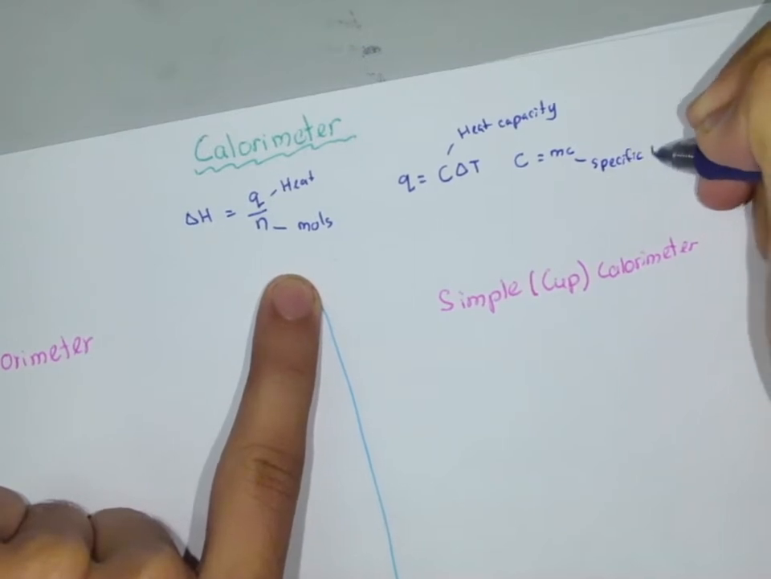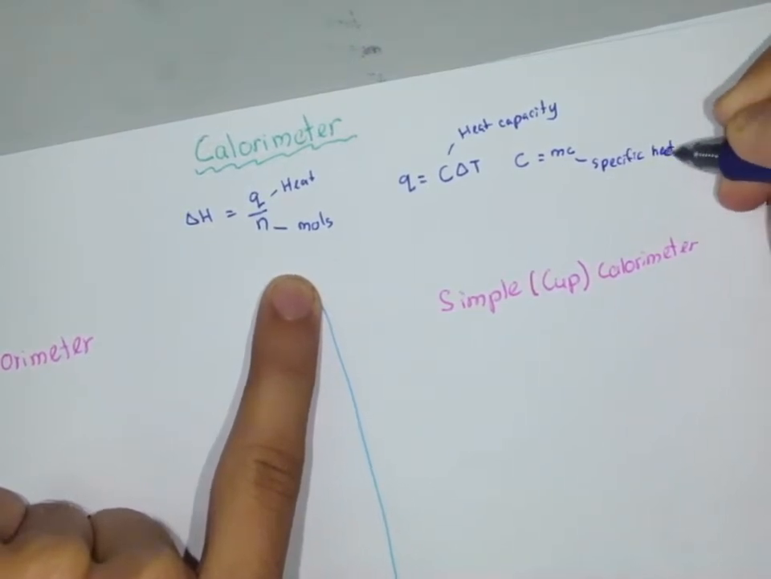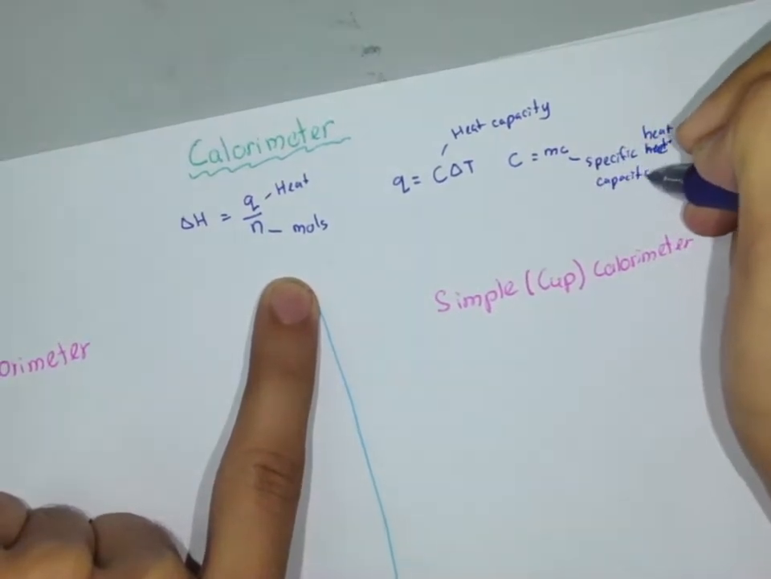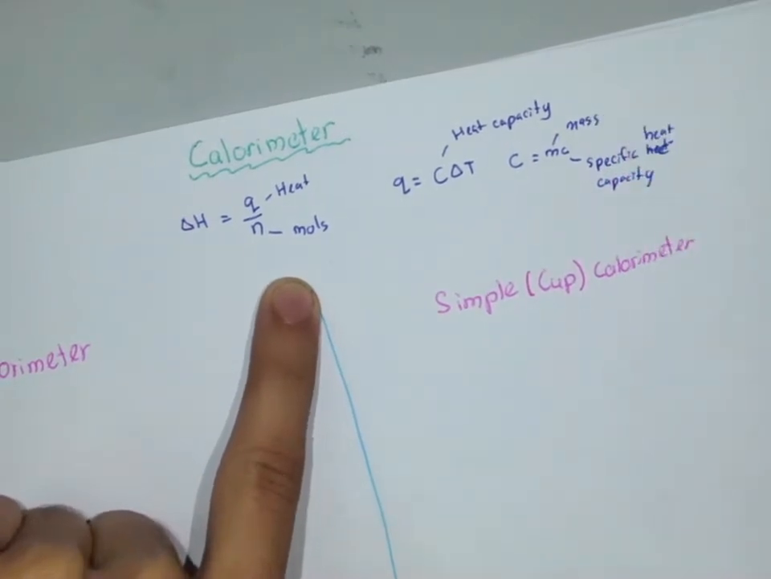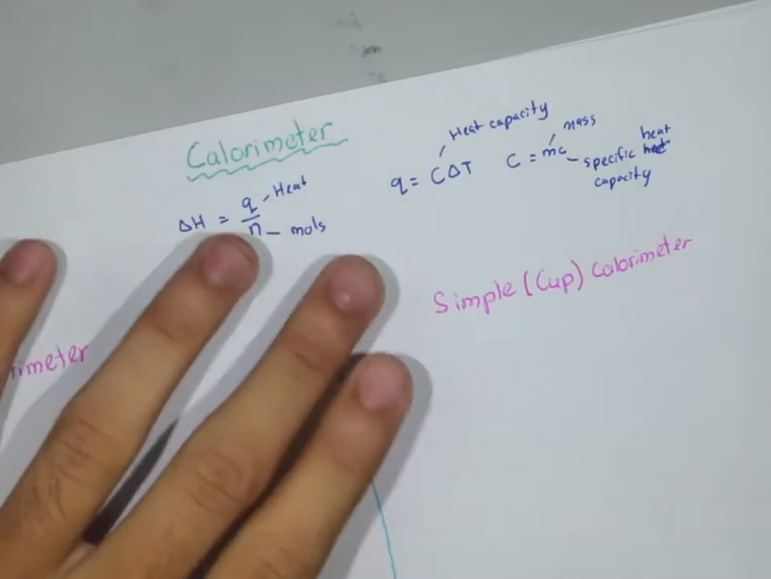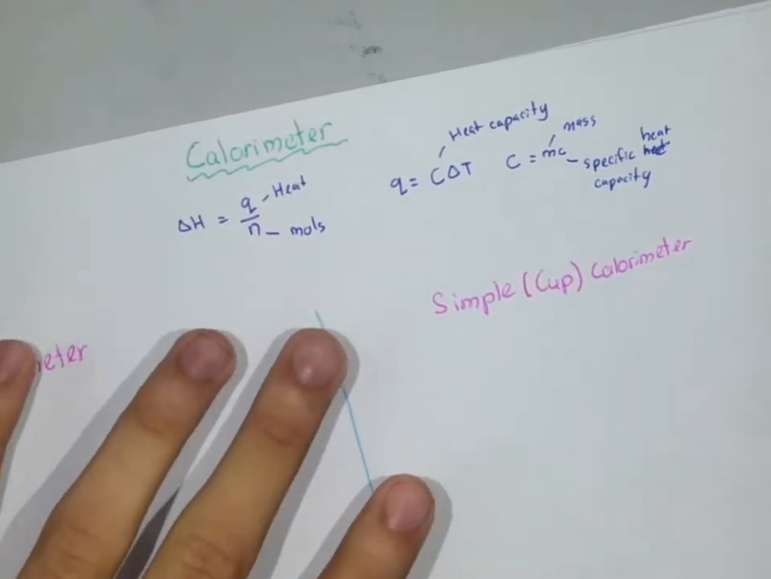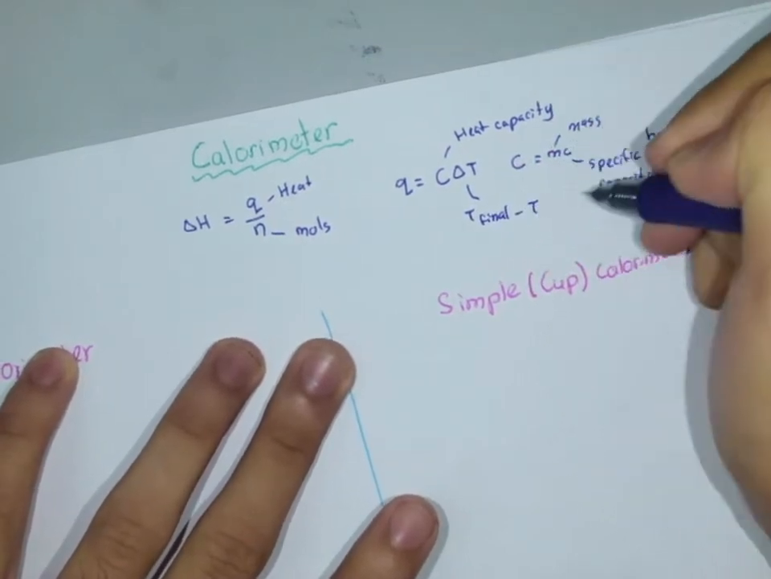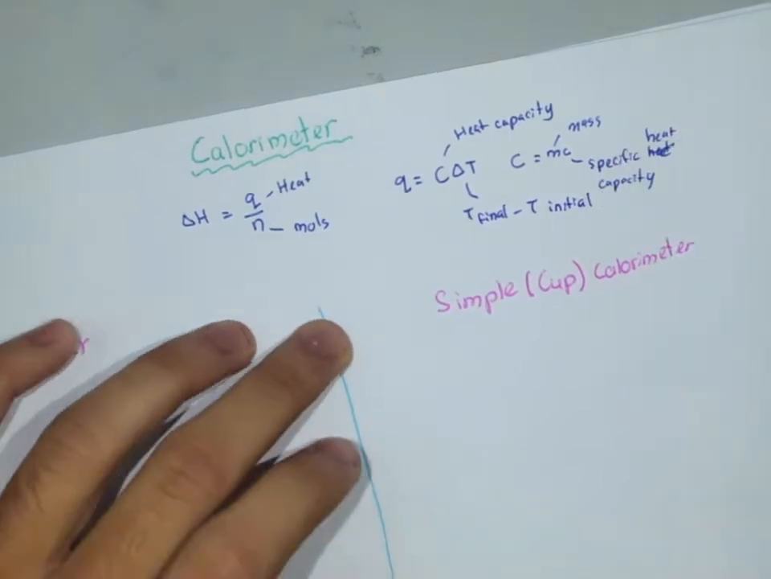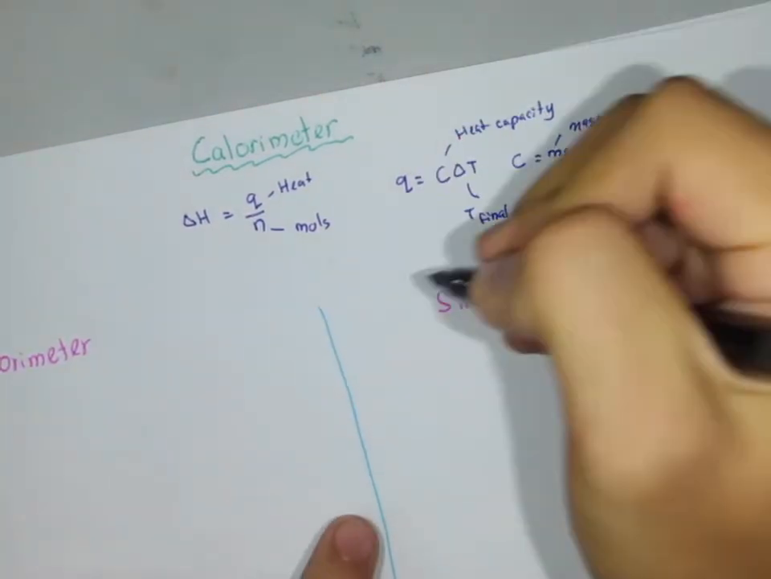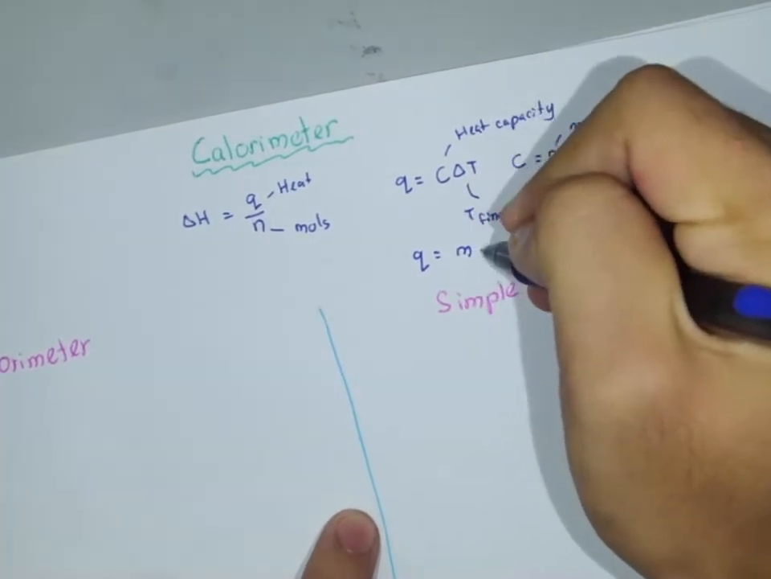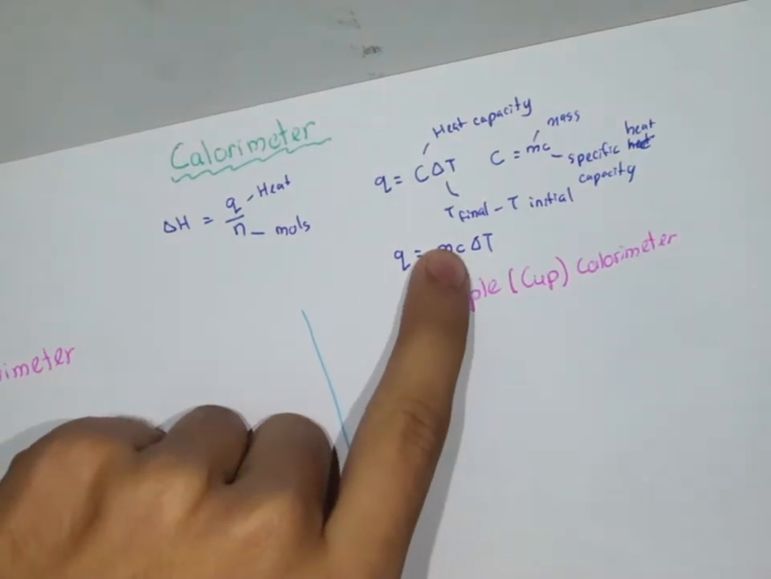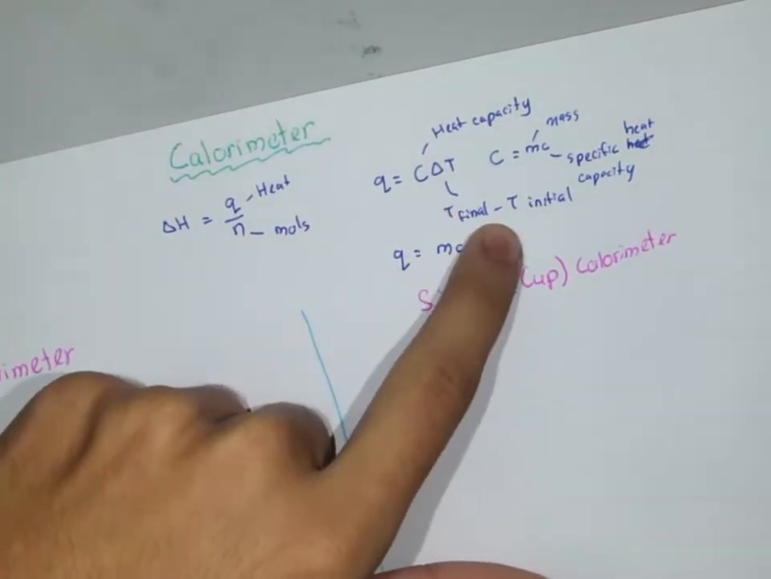Specific heat capacity, and M is mass. It is just a measure of how well the substance conducts heat. And delta T is T final minus T initial. Hence we get Q is equivalent to m c delta T: mass times specific heat capacity times T final minus T initial.